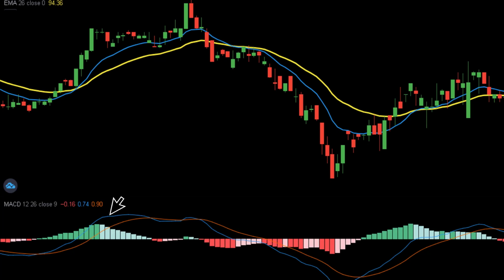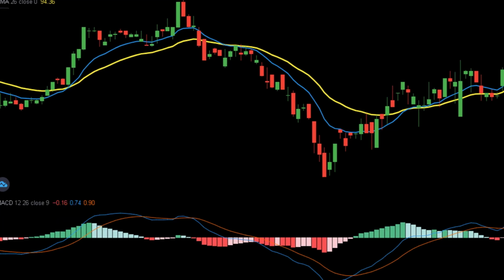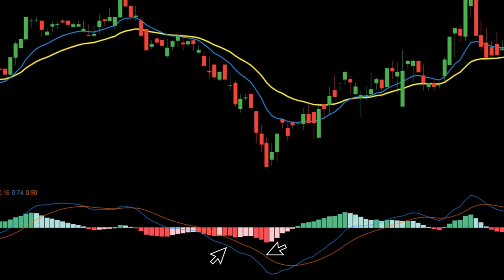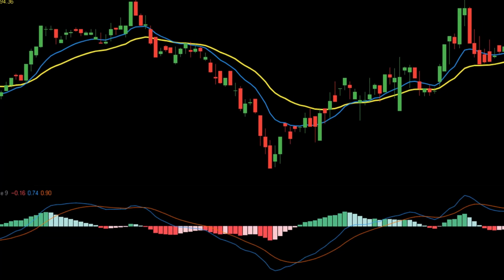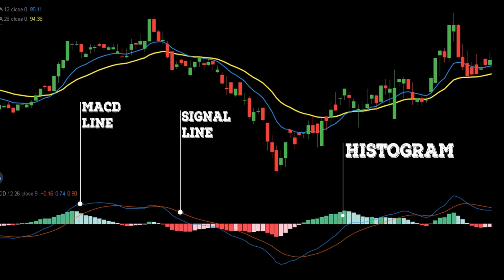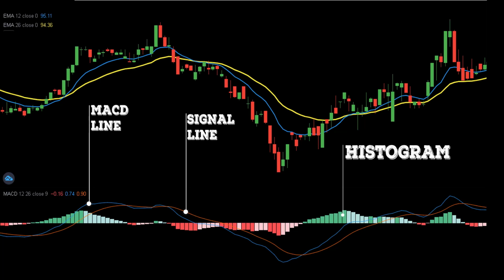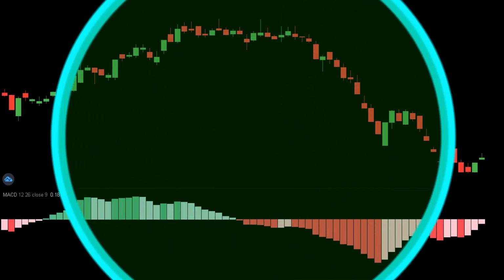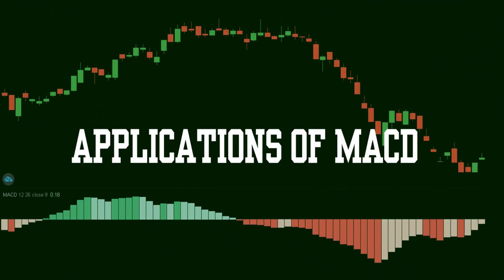When the MACD is above the signal line, the histogram displays green bars above the zero line, indicating bullish momentum. When the MACD falls below the signal line, red bars appear below the zero line, signaling bearish momentum. So those are the 3 components of the MACD line, the signal line, and the histogram. Now, let's explore how each of these components can be applied in different market conditions.